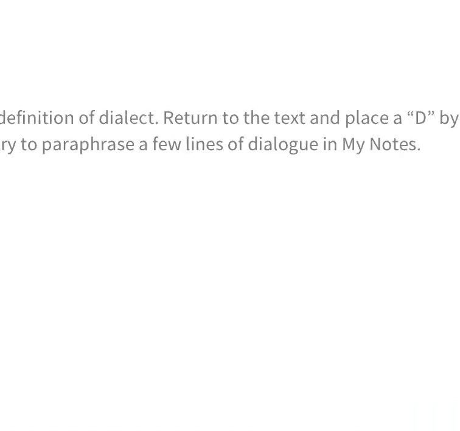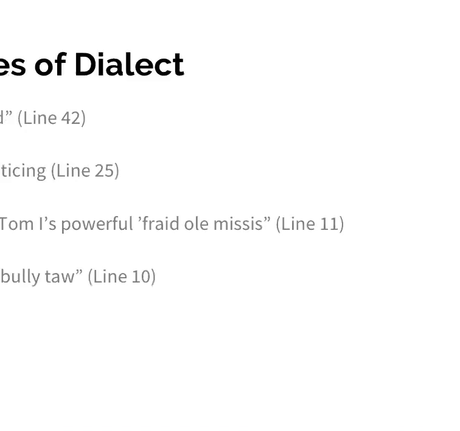Number 9 asks you to review the definition that I just gave you. Return to the text and place a D by examples of dialect, then try to paraphrase a few lines of dialogue in your notes. I pulled a couple. These are just examples of the Southern language that is intermixed throughout the whole text. The narrator speaks pretty straightforward, standardized English, but when you get people talking in a lot of the dialogue, that's where you see the dialect come in to help with characterization and making the characters really come alive.